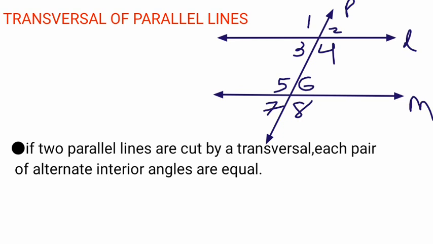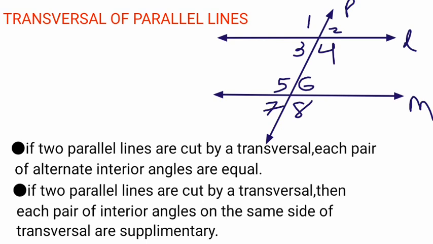Similarly, corresponding angles are also equal if there are 2 parallel lines and 1 transversal. Now come to another property. If 2 parallel lines are cut by a transversal, then each pair of interior angles on the same side of the transversal are supplementary. That means their sum is 180 degrees.